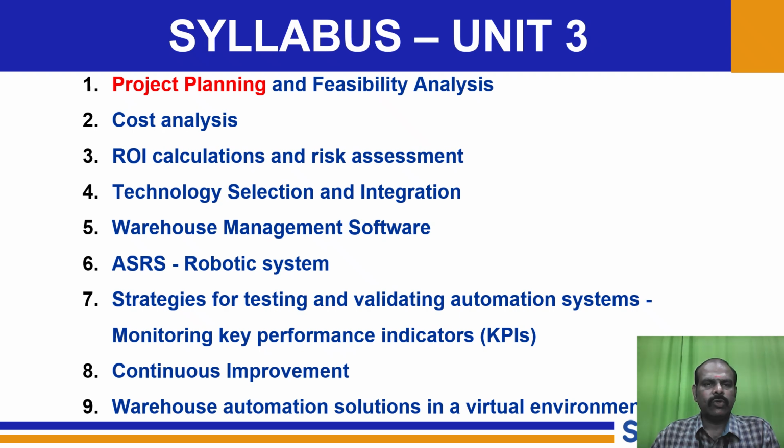Yeah, so these are all the contents for unit 3. There are a total of 9 chapters in this unit, and today we shall discuss the first chapter and the first half. Basically the first chapter has two different headings. The first heading is project planning and the next is feasibility analysis. So these are the two topics we are going to cover in the first chapter.